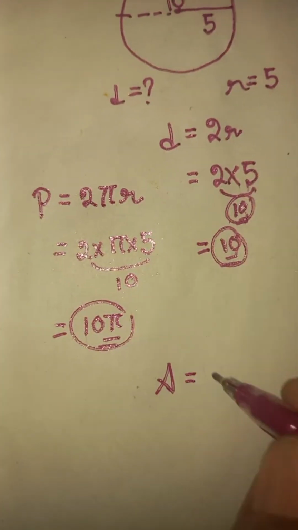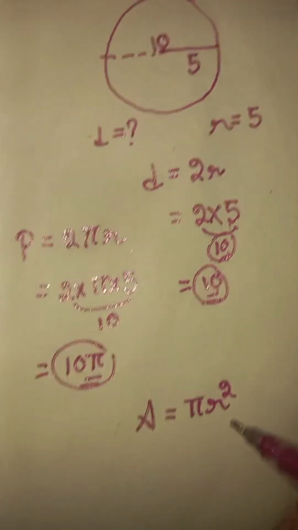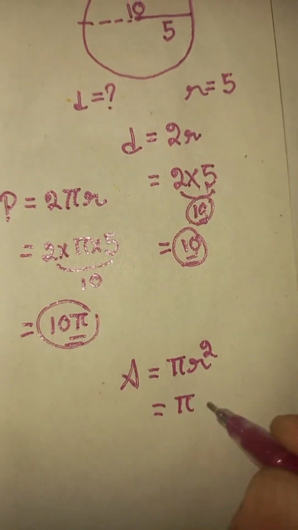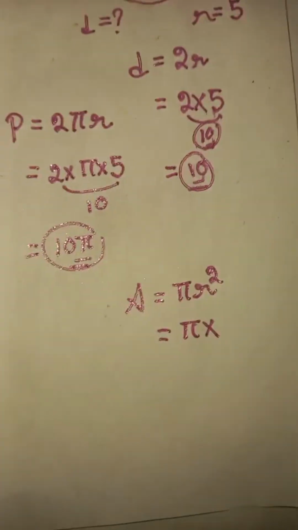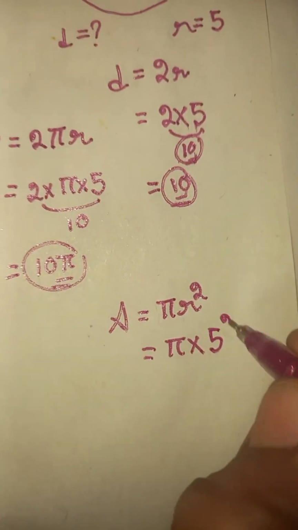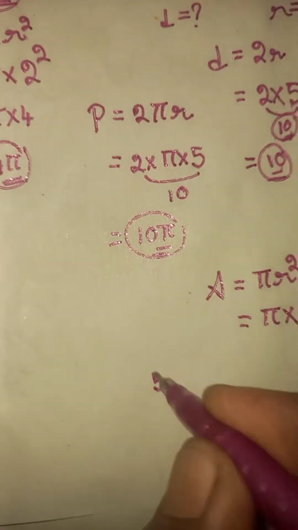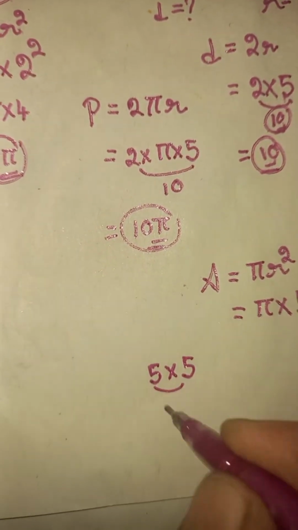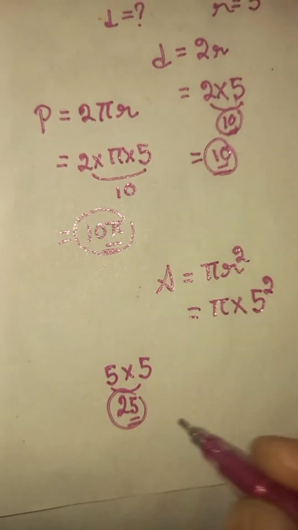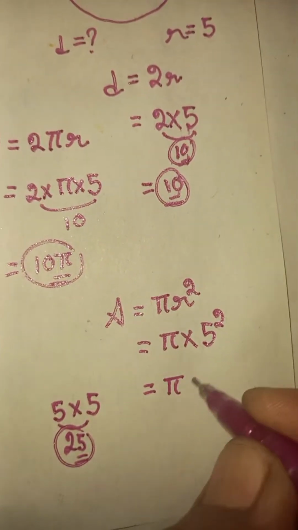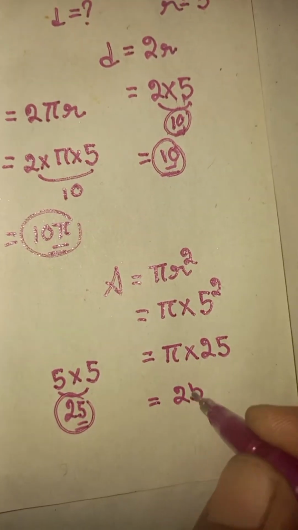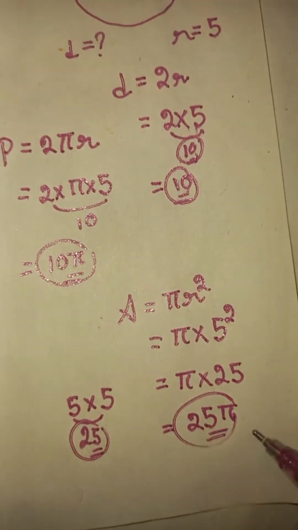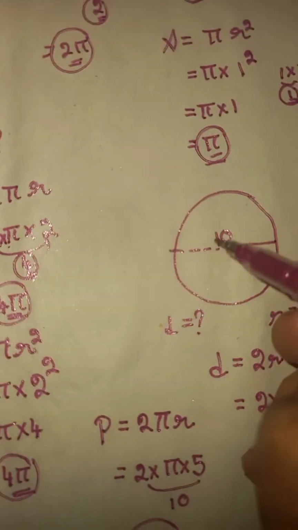Area of the circle, you can write it as pi r square. This is going to give rise to pi times, this is the radius which is 5 units, pi times 5 square. 5 square you can write as 5 times 5, which becomes 25. So this is nothing but pi times 25. 25 times pi means 25 pi square units is the actual area of this circle.